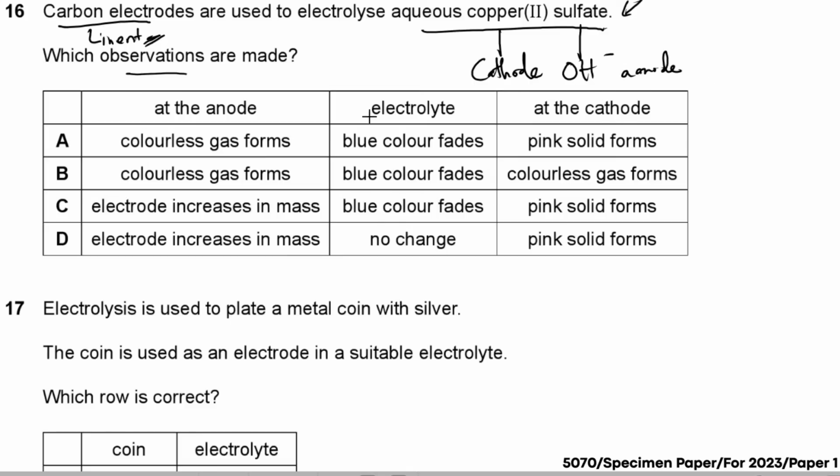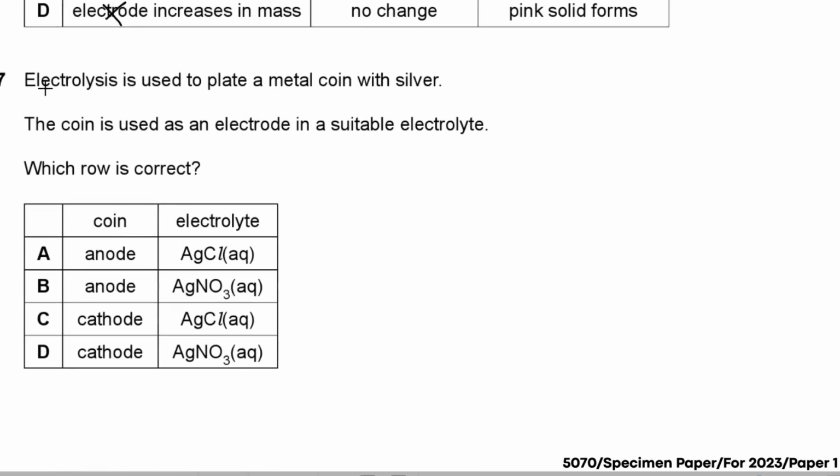Let's first take a look at the anode. Obviously, electrodes are never going to increase in mass since we're using inert electrodes, so the answer could be A or B. So C or D are eliminated. Now let's take a look at the cathode. Obviously at the cathode we're going to find copper. So yes, a pink solid will be deposited at the cathode. And since copper is moving away from the aqueous copper sulfate electrolyte, the blue color will definitely fade away. So our answer is going to be A. Okay, let's move on to the next question.